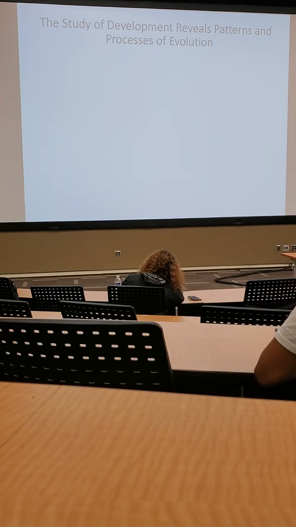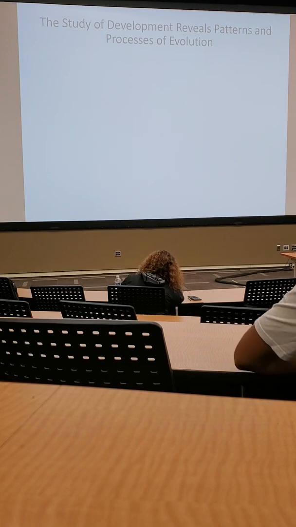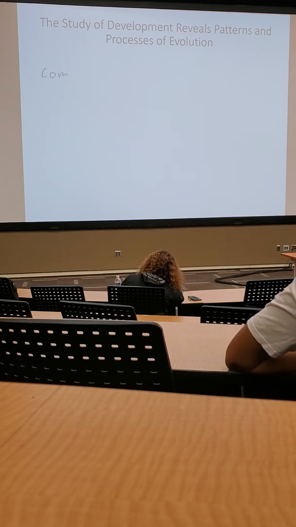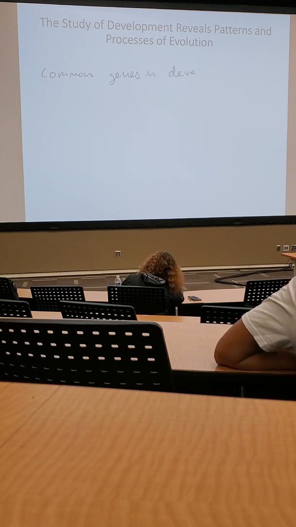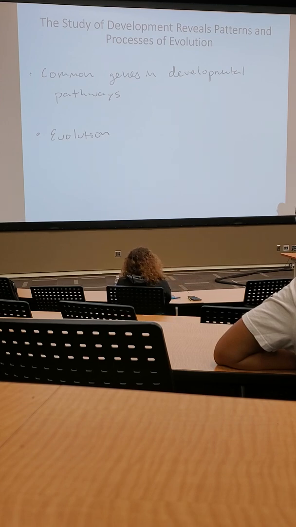So the last important part about development is that, and I've been trying to hint at this as we've been going through, it really is about evolution at the end of the day. So we have common genes and developmental pathways. And how is evolution going to occur? If we're saying that the genes are the same and the pathway is the same, how is evolution going to occur? And mutations that are doing what? Yeah. What are the mutations doing?